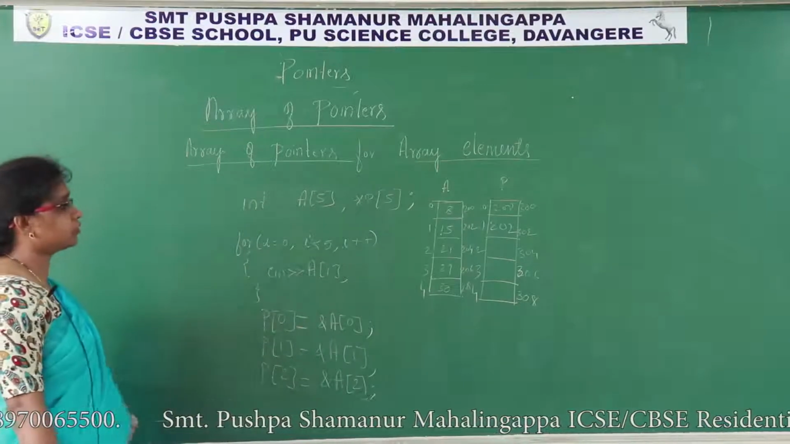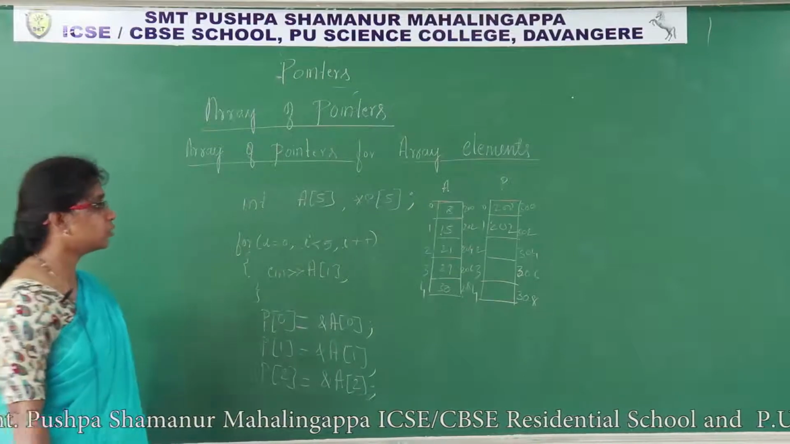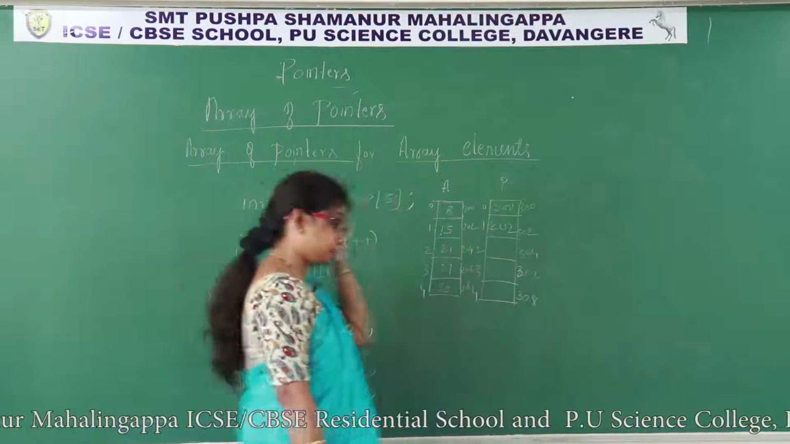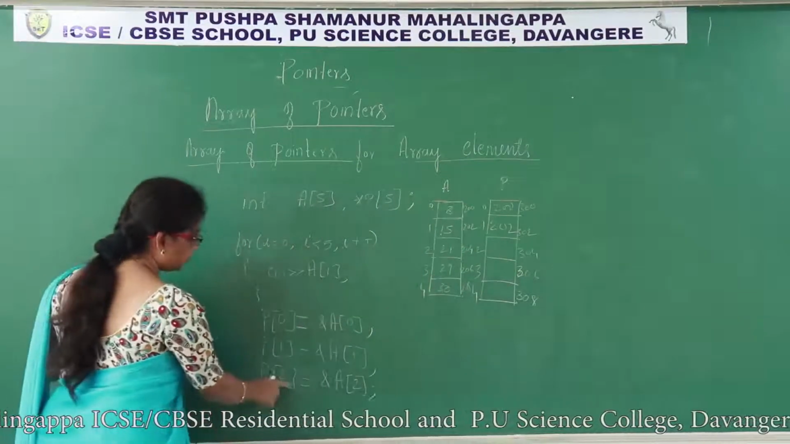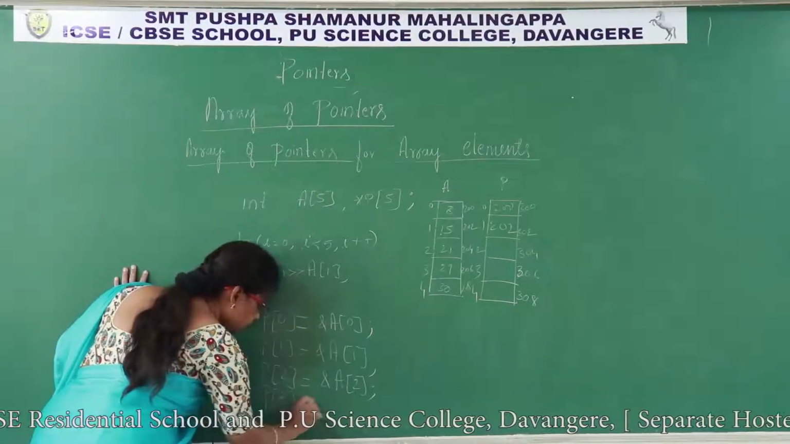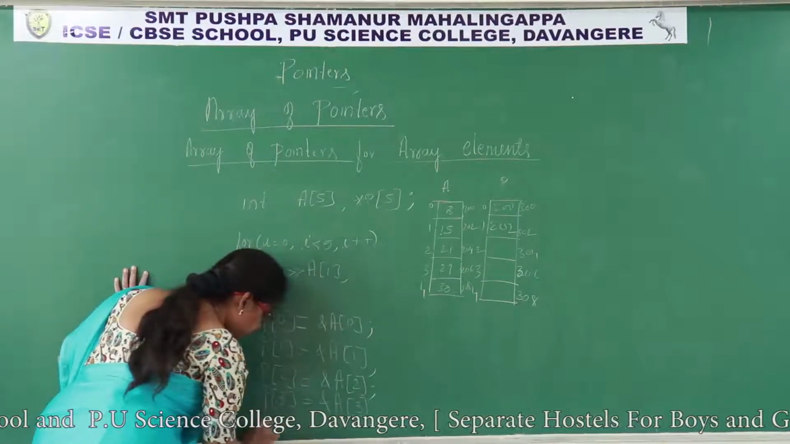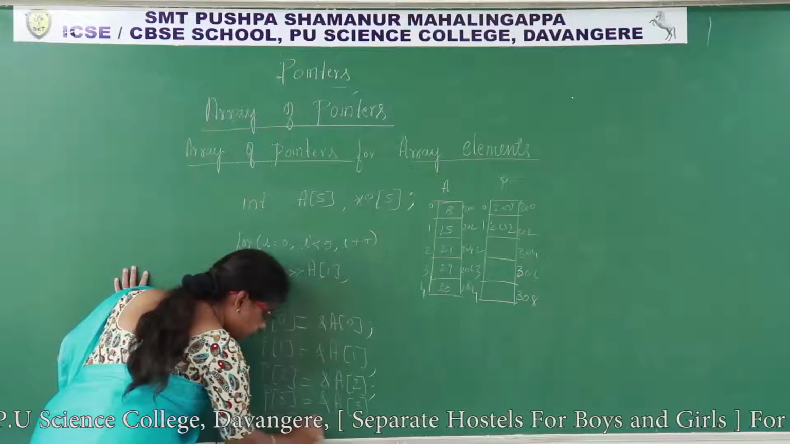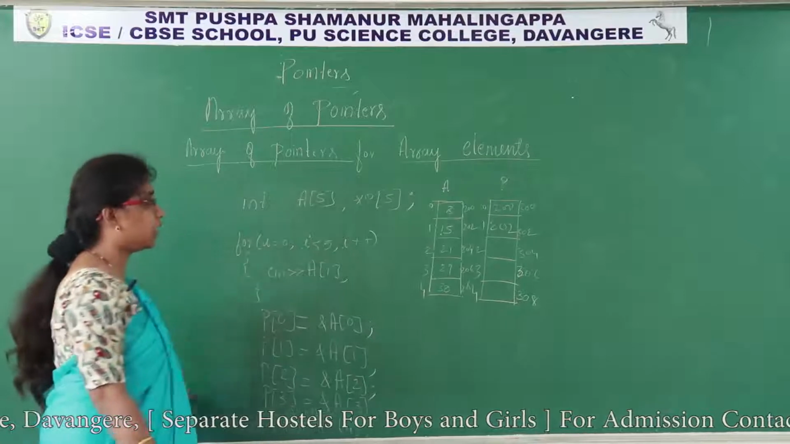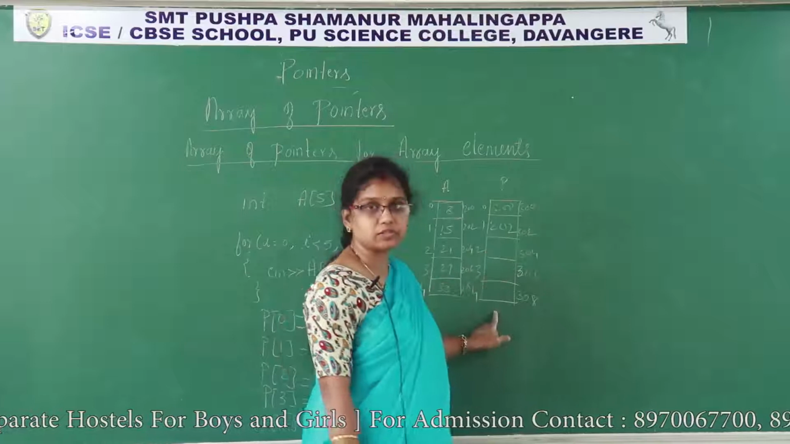What is there in A of 2? What is the address of A of 2? 204. 204 is the address of A of 2, and this address has to be stored in P of 2. I can write like this: P of 2 is equal to ampersand A of 2. Now, P of 3 is equal to ampersand A of 3. Next, P of 4 is equal to ampersand A of 4. In this way, I can initialize the address of these memory locations into these memory locations.